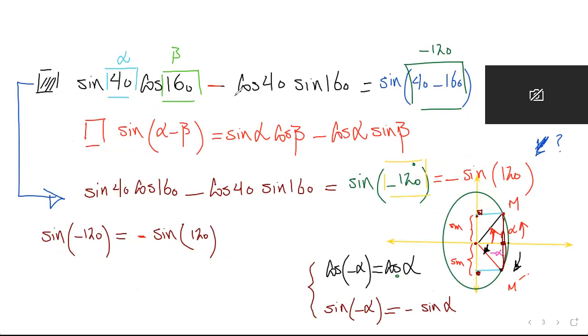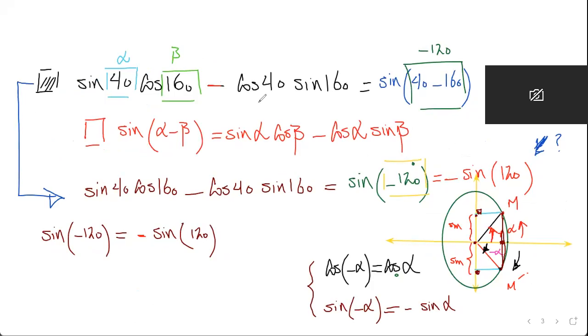Look at this. What was our task? Our initial task was this. We started from this expression. We said to find a value for it. We said that it reminds us of this identity. It becomes sine of minus 120. Then we did all this work to find that sine of minus 120 becomes minus square root of 3 over 2.